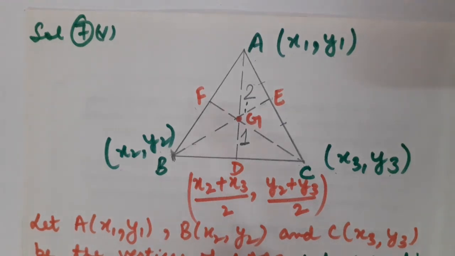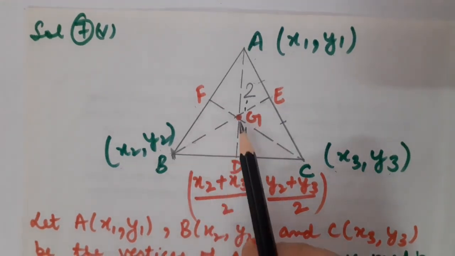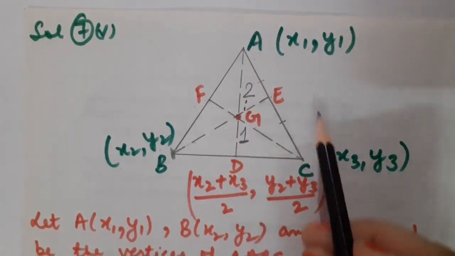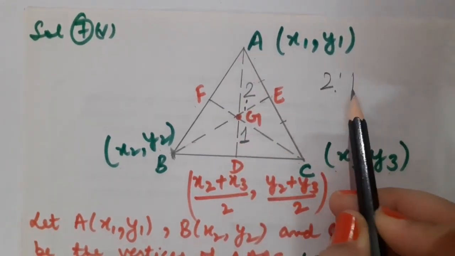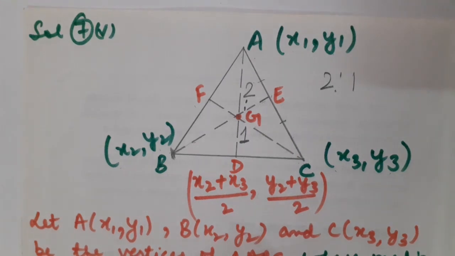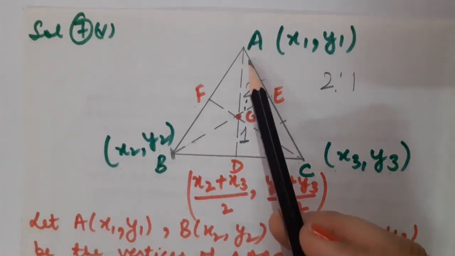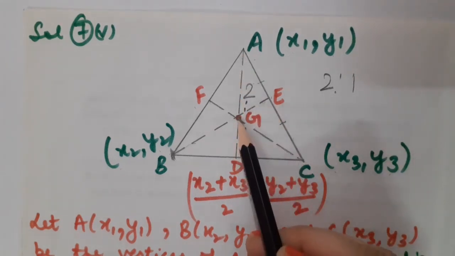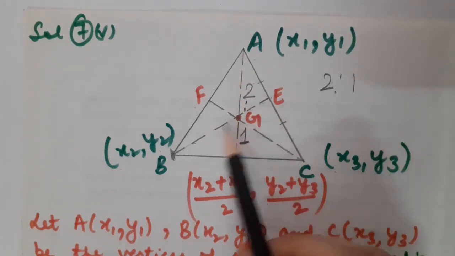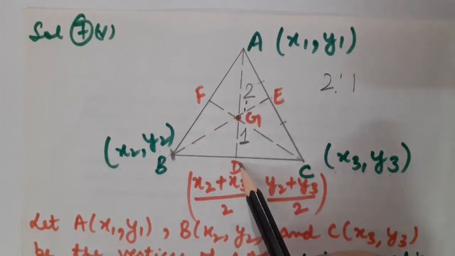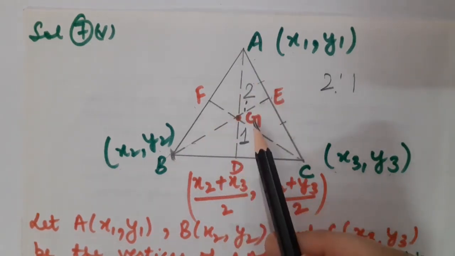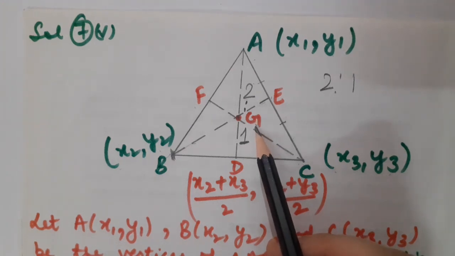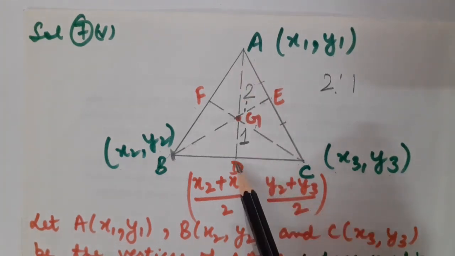Always remember one thing, that the centroid of a triangle divides its median in the ratio 2:1. In which ratio? In ratio 2:1. So if I talk about this very median, that is AD, here you can see that G is the common point where all the medians meet with each other. So this point G is nothing but the point of division of the line segment AD, isn't it?